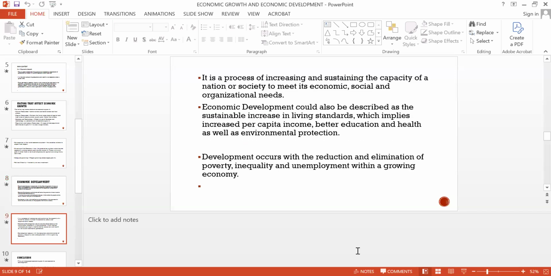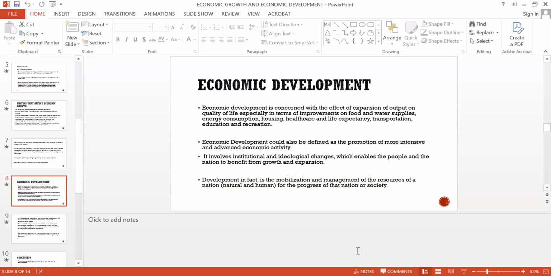Do you understand? So development in this place has to do with the promotion of more intensive and advanced economic activities. When there is promotion of intensive and advanced economic activities, the country is said perhaps to have developed. So economic development could also involve institutional and ideological changes which enable people to maximize their potential, right?